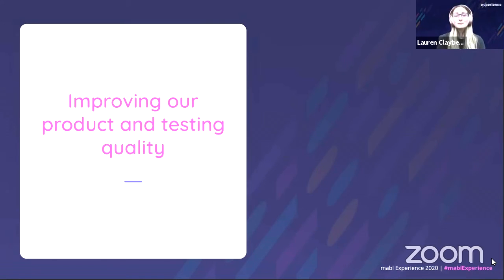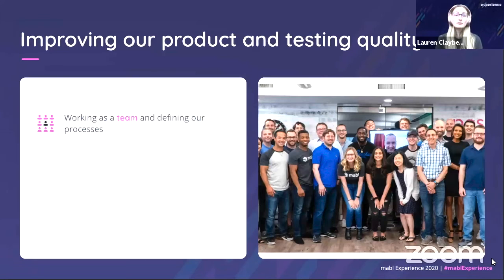So there are three main things that we're focusing on when we're trying to improve our product and testing quality. The first thing that's very important is that we work as a team. So we work as a team to define our processes and make sure that we're on the same page about best practices for testing within mabl.